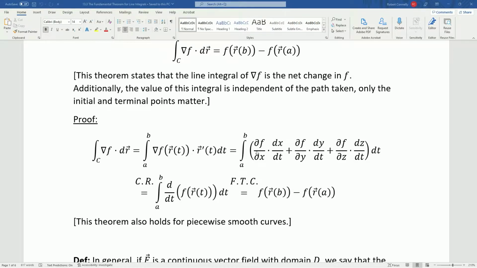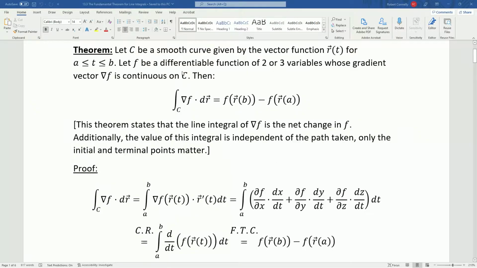And hopefully we see here that this looks exactly like the chain rule for f of r of t. So if we take the derivative with respect to t of f of r of t, we get that same thing. So the chain rule tells us that this integral is the same as the integral from a to b of d dt of f of r of t integrated with respect to t. In that case, the fundamental theorem of calculus tells us exactly that the integral of this derivative function just integrates at the endpoints of the antiderivative. That's the regular fundamental theorem of calculus.